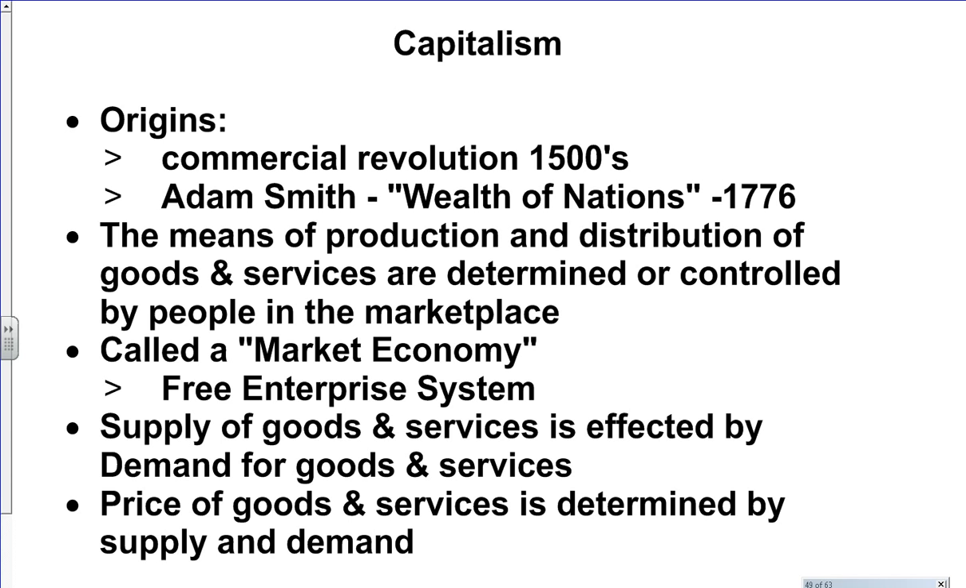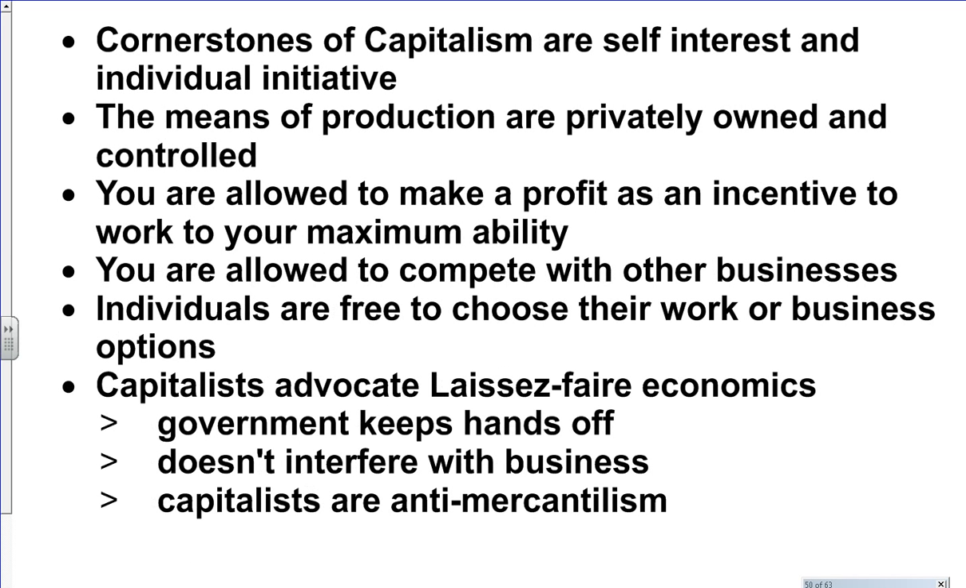Supply of goods and services is affected by the demand for goods and services. Businesses will make as much as people want, provided that they can profit by it. The price of goods and services is determined by the supply and demand. Okay? Cornerstones of capitalism are self-interest and individual initiative. People doing what's good for them and taking the initiative to better themselves.